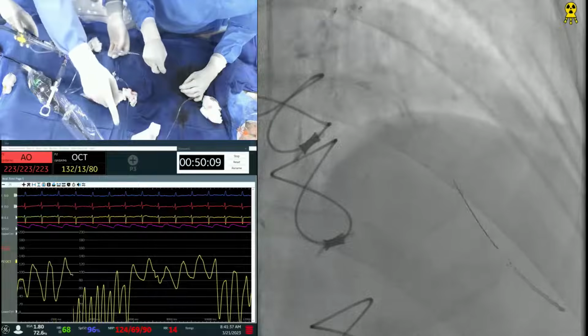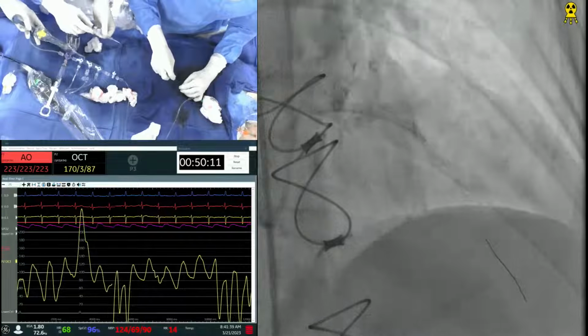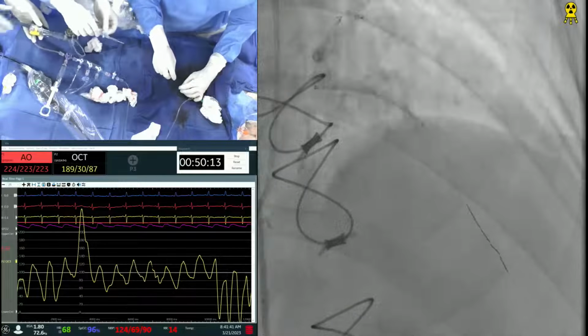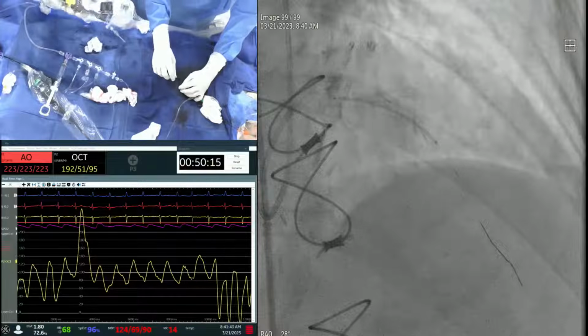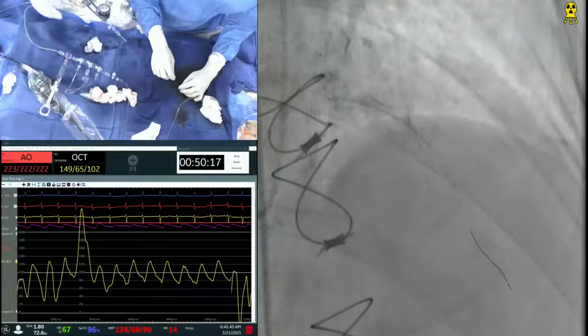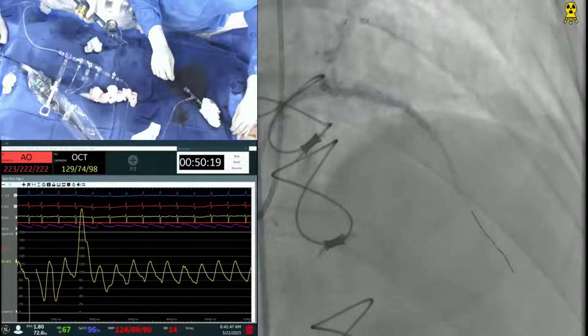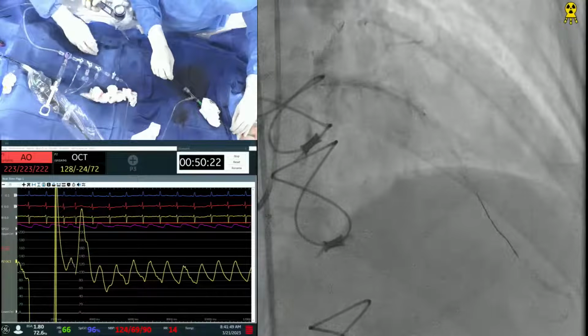Okay, ready? Pull back a few millimeters, even this is too small. Connect some dye. That's right, two millimeters back.